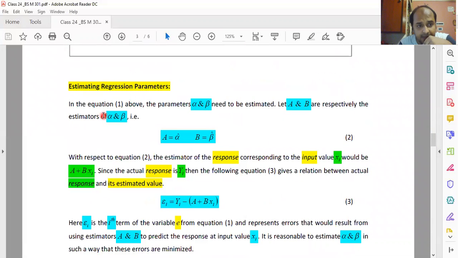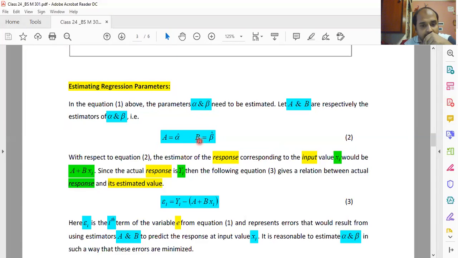Alpha and beta, these two parameters are not known to me. But since these parameters are not known, we cannot get a definite value for them. So we can estimate them. And the estimated values of the parameters alpha and beta will be denoted by alpha cap and beta cap. We are denoting this estimated value of the parameter alpha to be capital A, say, and the estimated value of the parameter beta to be capital B, say.